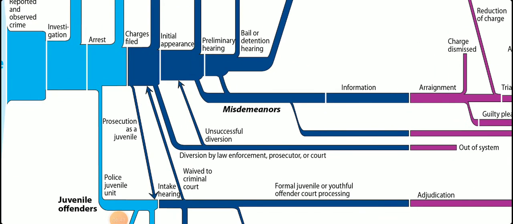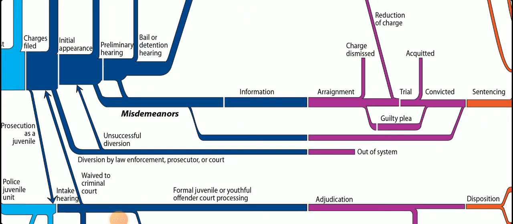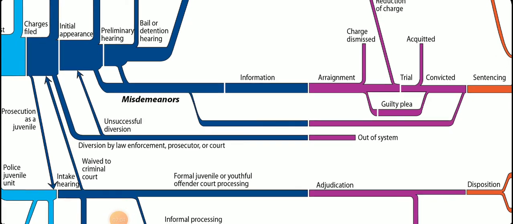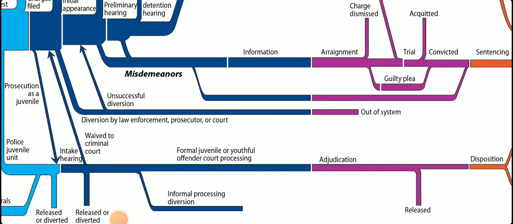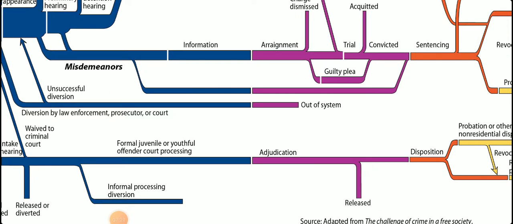Or in hearing, diversion by law enforcement, prosecutor or court. In hearing, charges filed, prosecution agency, diversion by law enforcement, prosecutor or court, it will go out of the system. If not, formal juvenile or youthful offender court processing, informal processing diversions, waive to criminal court, or adjudication.